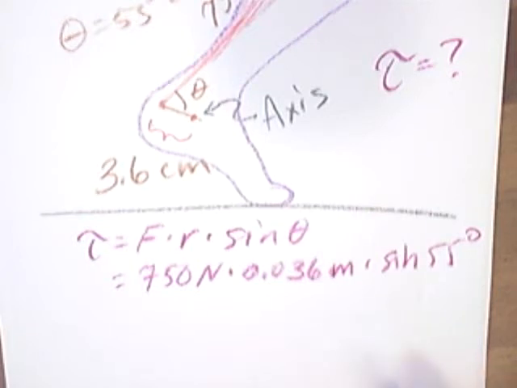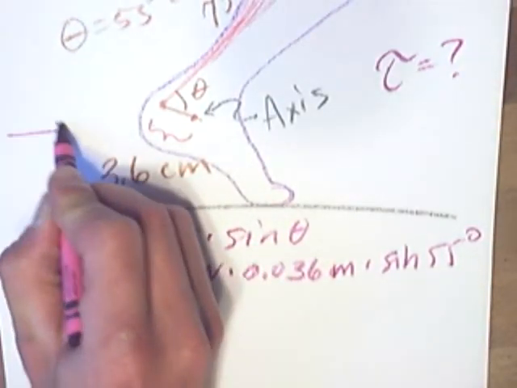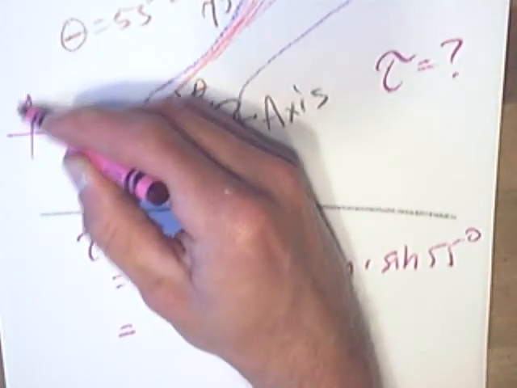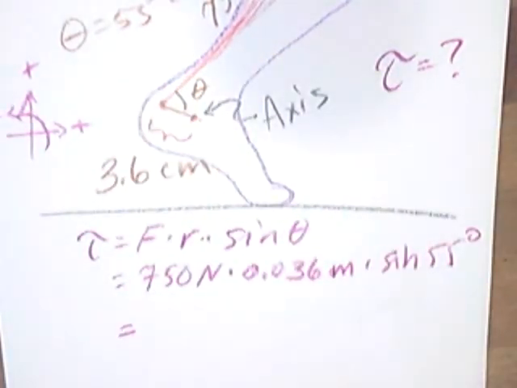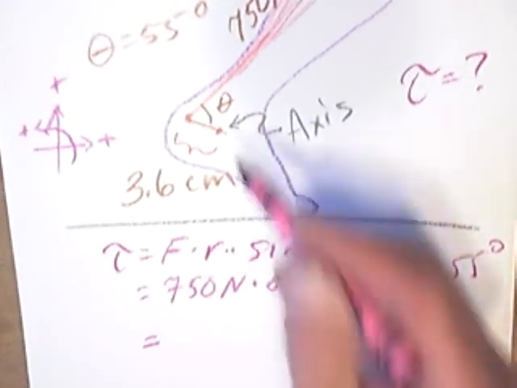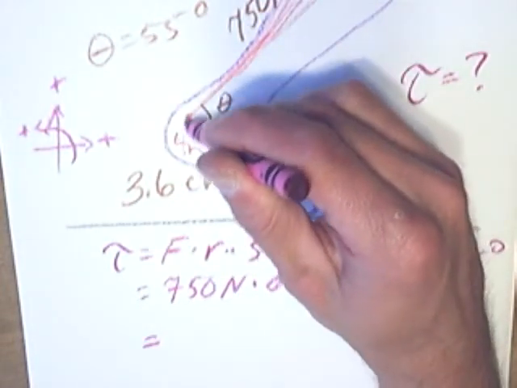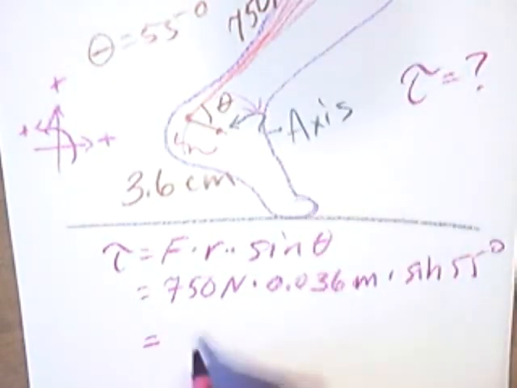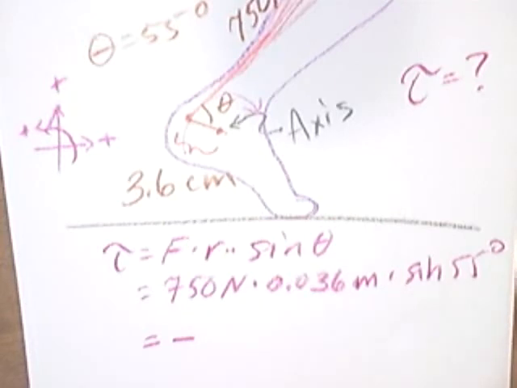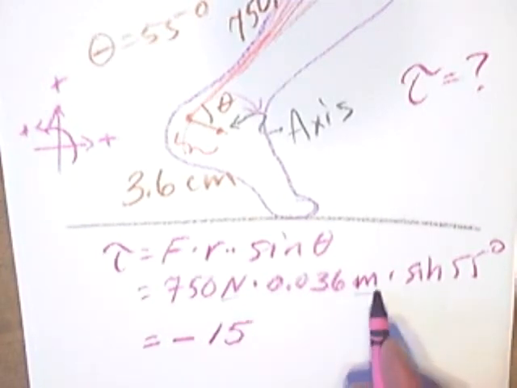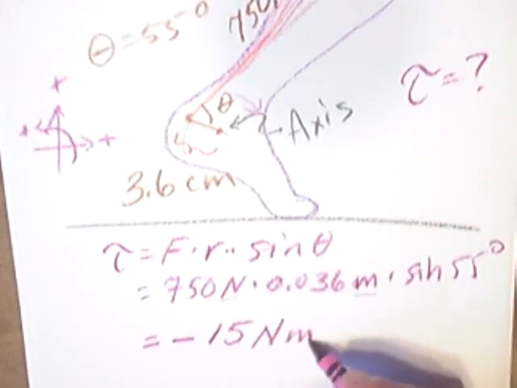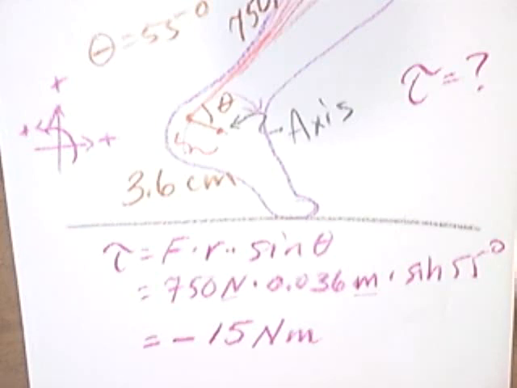Multiplying this out, I end up with, wait a second, I don't have a direction. So this way is positive, this way is positive, this way is positive. So this torque is going to be in a clockwise direction, so it's a negative direction. When I multiply it out, this gives me 15 units. It's newtons times meters, so it becomes negative 15 Newton meters of torque.